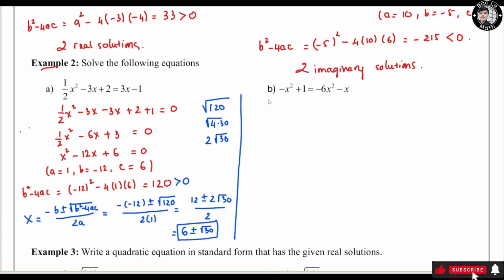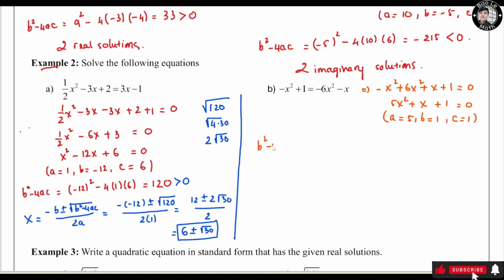Now question B, we do exactly the same thing. I'm going to turn this one into standard form. So add 6s squared to both sides, then add s to both sides, and then add 1, equals 0. It turns out to be 5s squared plus s plus 1 equals 0. So then we have a equals 5, b equals 1, and c equals 1.